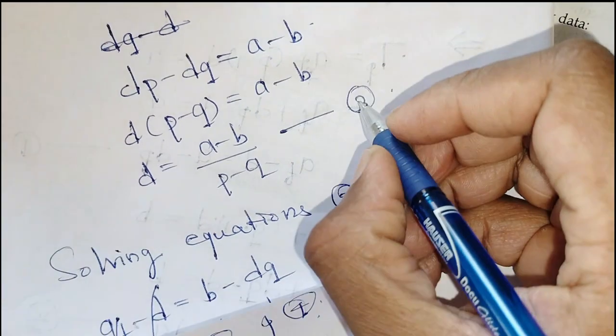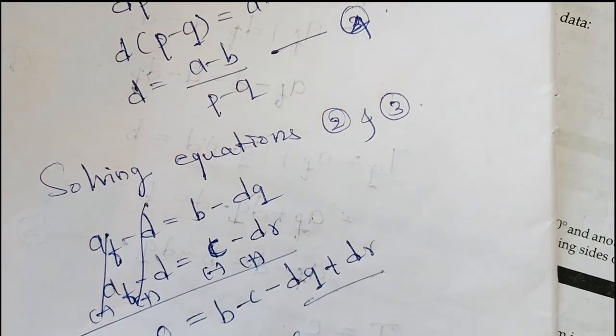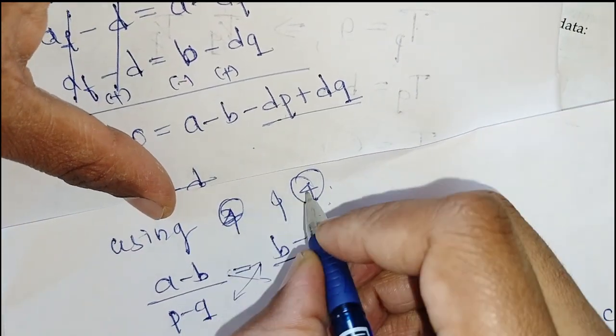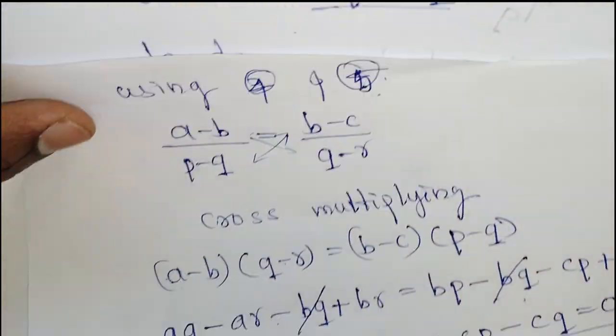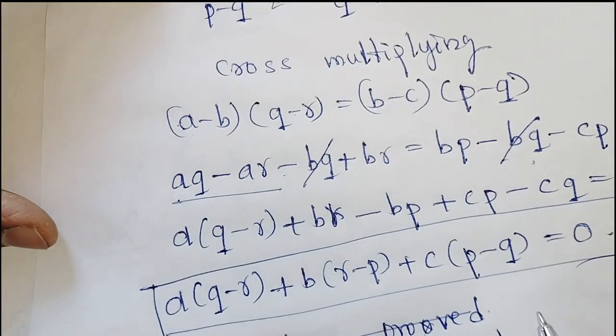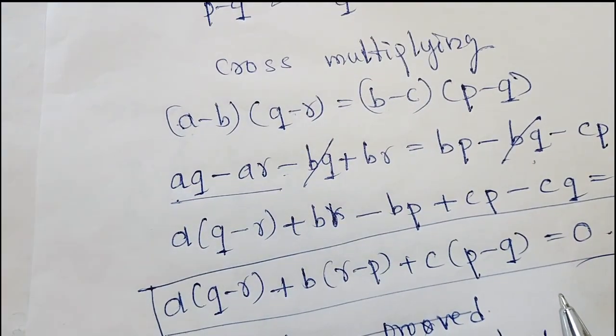cross multiplying, we get the proof. We get this final equation.